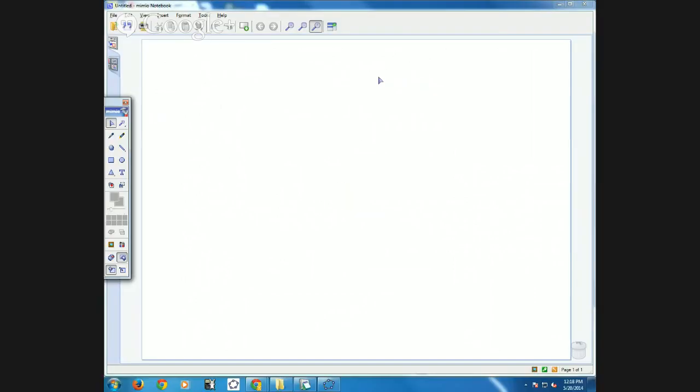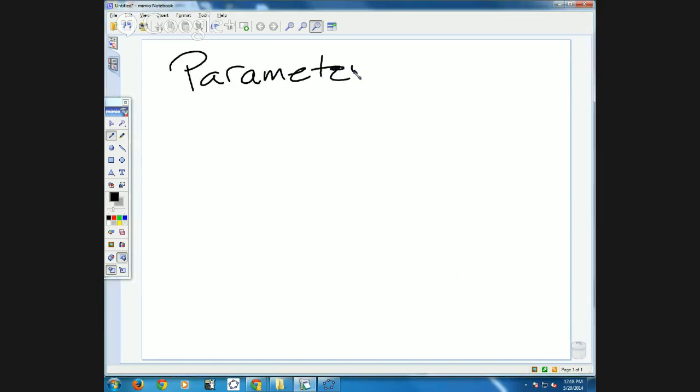Okay, so we're going to play with, again, parameterizations. I mentioned earlier, there are some curves that live only as parameterizations. And other times we go back and forth between what I call parameterizations and Cartesian functions. So we're just going to take a look at those two.